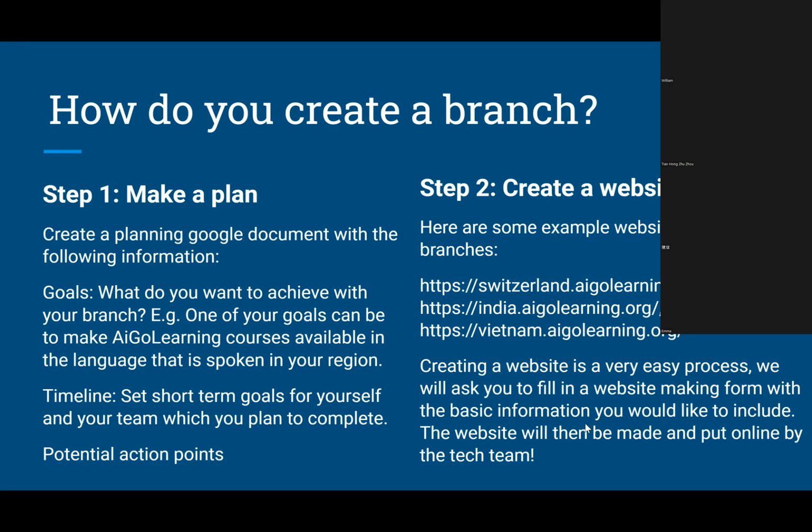But yeah, so again, this is very important. Making plans is very important. So you will usually have a Google document where you will talk about the goals that you want to achieve with your branch. And then one of your goals, for instance, can be to make an AI Go Learning course available in the language that is spoken in your region, for instance. That can be one goal, just putting that out there, but it doesn't have to be. Other things that you would need to have in your plan would be having a timeline and having potential action points.